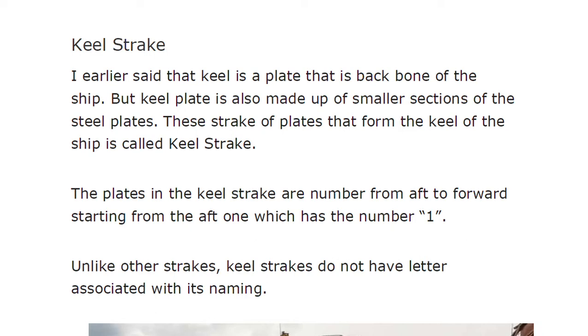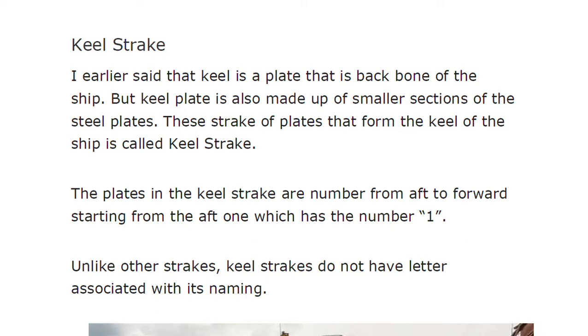So understand. Keel of a ship is also a plate that is the backbone of the ship, but keel plate is also made up of smaller sections of the steel plates, because it cannot be one piece. It is not by casting, it is made by welding different smaller plates. These strakes of plates that form the keel of the ship is called keel strake. So I hope it is clear. This is also very important in ship terminologies when they ask you. I have also covered a video wherein I have covered all the ship terminology probables which are asked by the surveyor, whether it is camber, whether it is rise of floor, dead rise. You can watch that video.